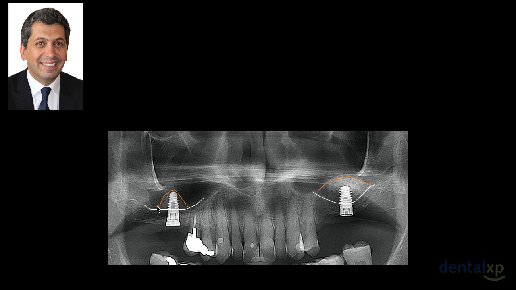And this is one of the advantages of the internal approach, that we use less biomaterial, and this biomaterial is really placed where we need it around our implants.